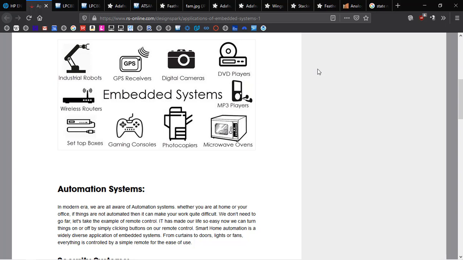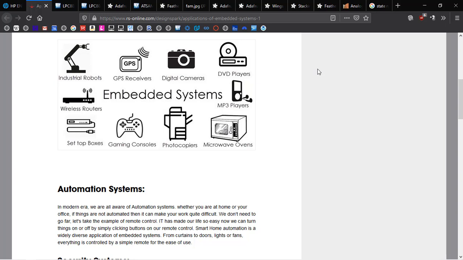As you can see, these have very narrow use cases. A digital camera is one thing. It takes pictures. Nowadays, a digital camera not only takes pictures, but also pushes the data up to the cloud via some sort of wireless protocol like Wi-Fi or Bluetooth, more than likely Wi-Fi. GPS receivers, DVD players. We don't even use DVD players anymore. MP3 players, don't use those anymore. Microwave ovens, we still use those. Photocopiers, you're probably not using a photocopier that much. Gaming console, no. Set-top box, almost not. Wireless routers, yeah.